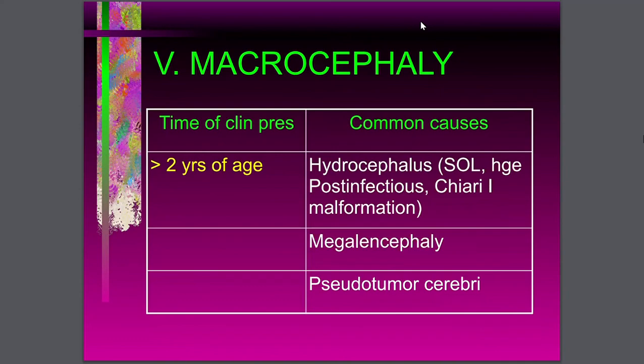So in more than 2 years of age, again, the possible causes of macrocephaly will be hydrocephalus again, secondary to a tumor or any space-occupying lesion, may be cystic or a mass, or it may be secondary to a blood or hemorrhagic cause, no? It may be post-infectious, or it may be secondary to a Chiari malformation. And then again, megalencephaly or a pseudotumor cerebri.